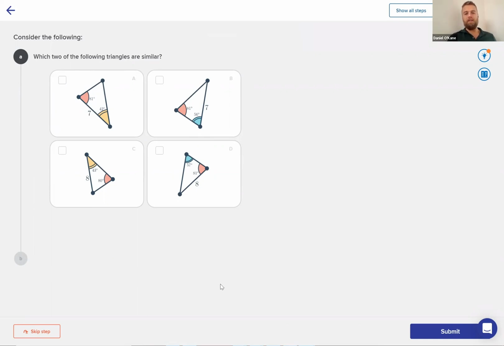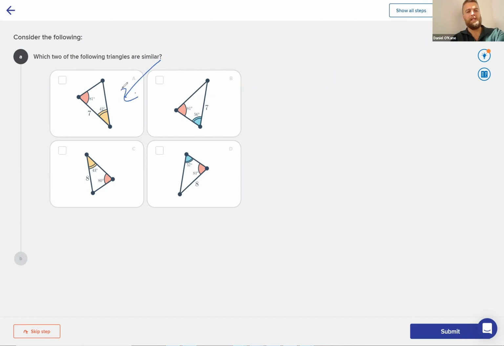So it looks tricky, because of the angles: 80 and 43, 81 and 42, 81 and 56, and 81 and 57. There are no 2 identical angles there, because if you've got those 2 angles, then the third angle will be the same. So you've actually got to do a little bit of maths to work this one out. You might look at this and think, no, they're not similar, none of them are. But you have to work out that third angle in all the cases.